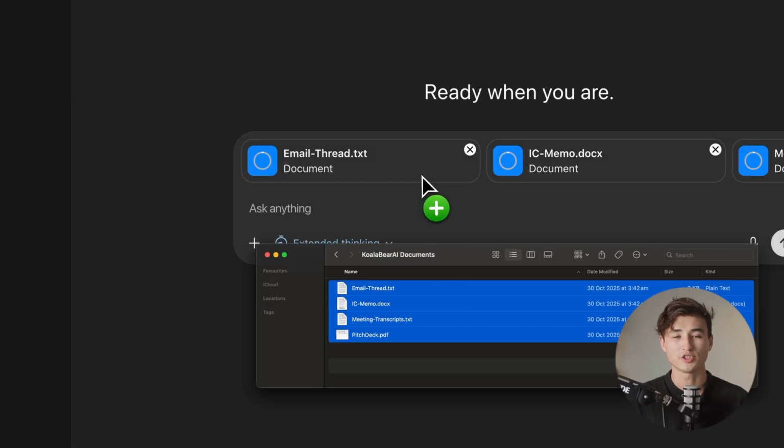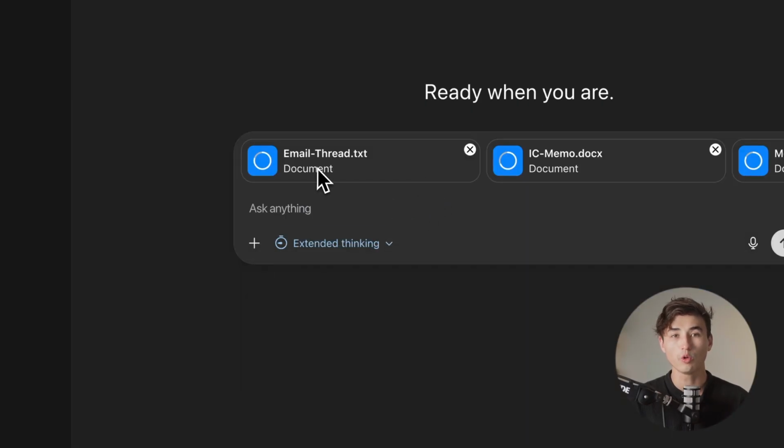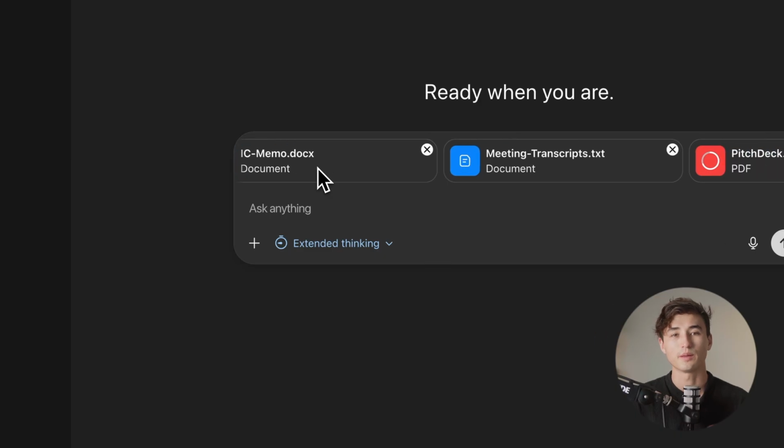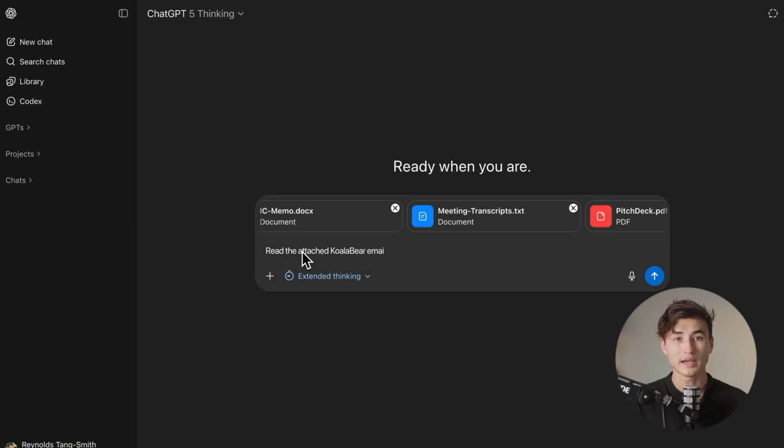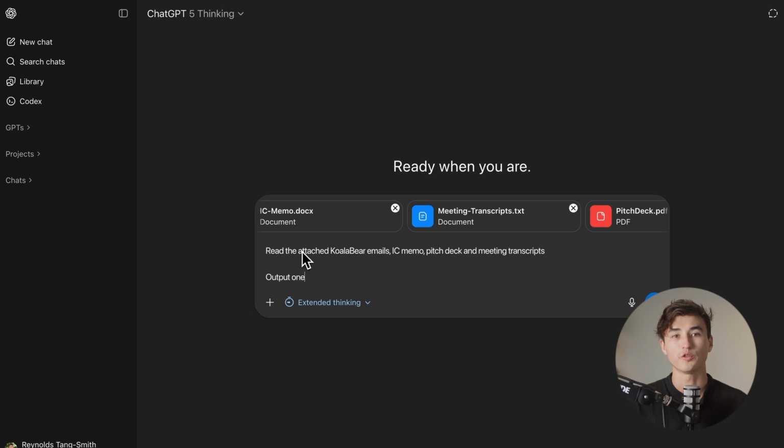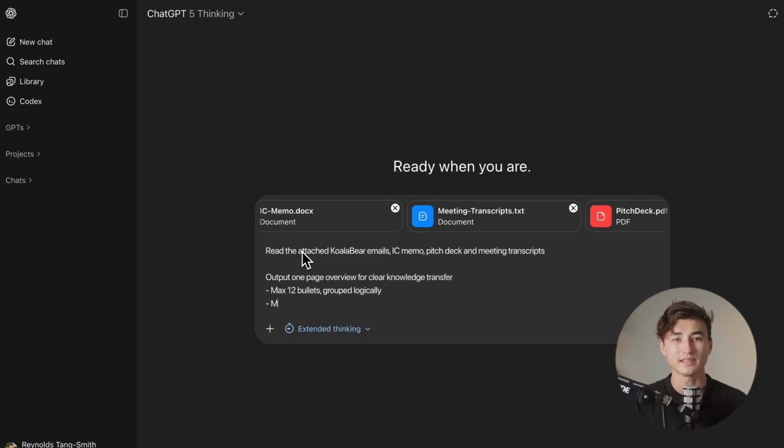Over here on ChatGPT, I upload all relevant documents, then prompt it as follows. Read the attached Koala Bear emails, IC memo, pitch deck, and meeting transcripts. Output one-page overview for clear knowledge transfer. Max 12 bullets, grouped logically. Make searchable and date it at top. Then produce 2 audience variants.